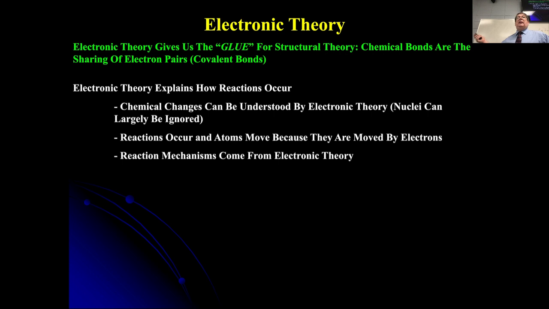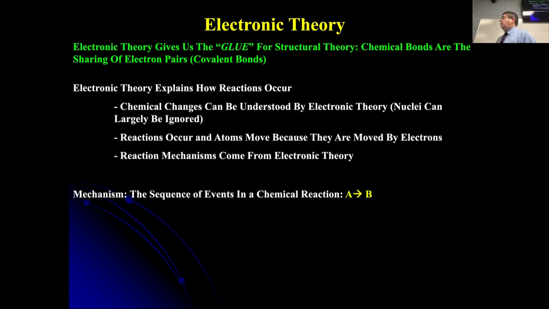Reactions occur because of the electrons. Atoms move towards one another because the electrons want to do something. And I say want. I mean, it's not like they have a consciousness, but you get my idea. And reaction mechanisms come from electronic theory. What do I mean by reaction mechanism? It's the sequence of events. In general chemistry, you probably learned like A goes to B.